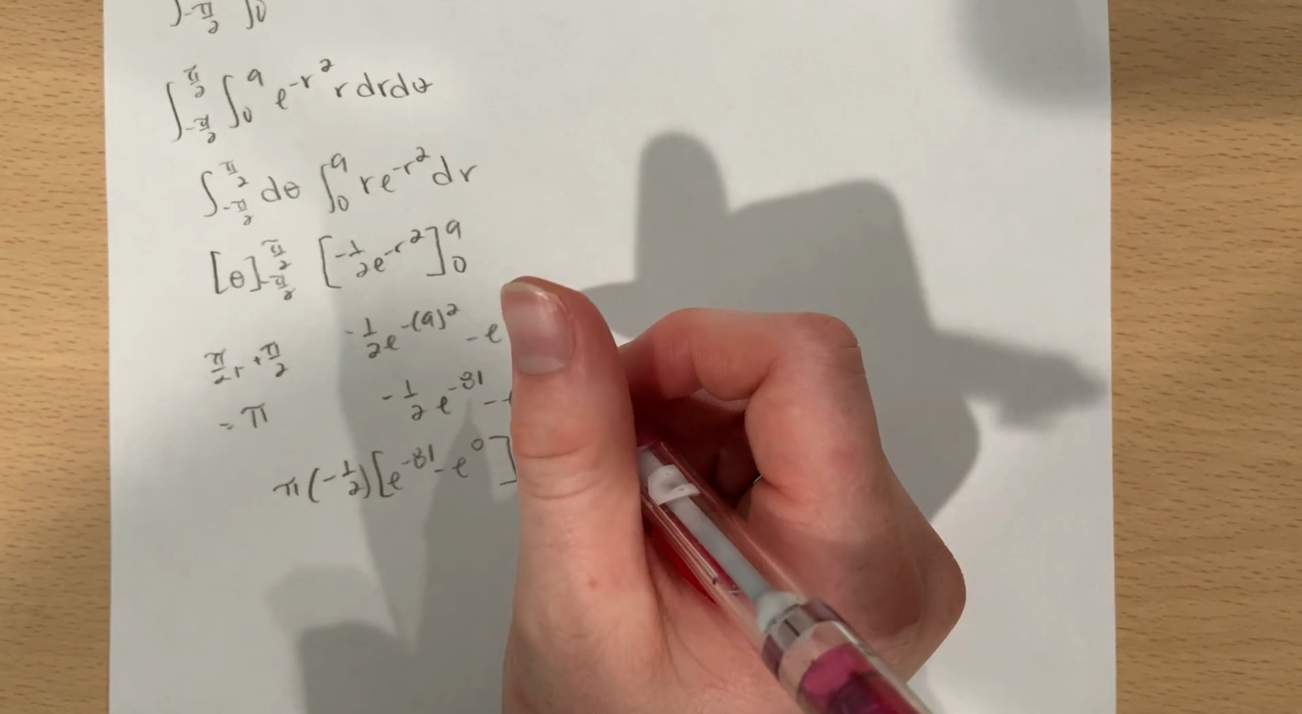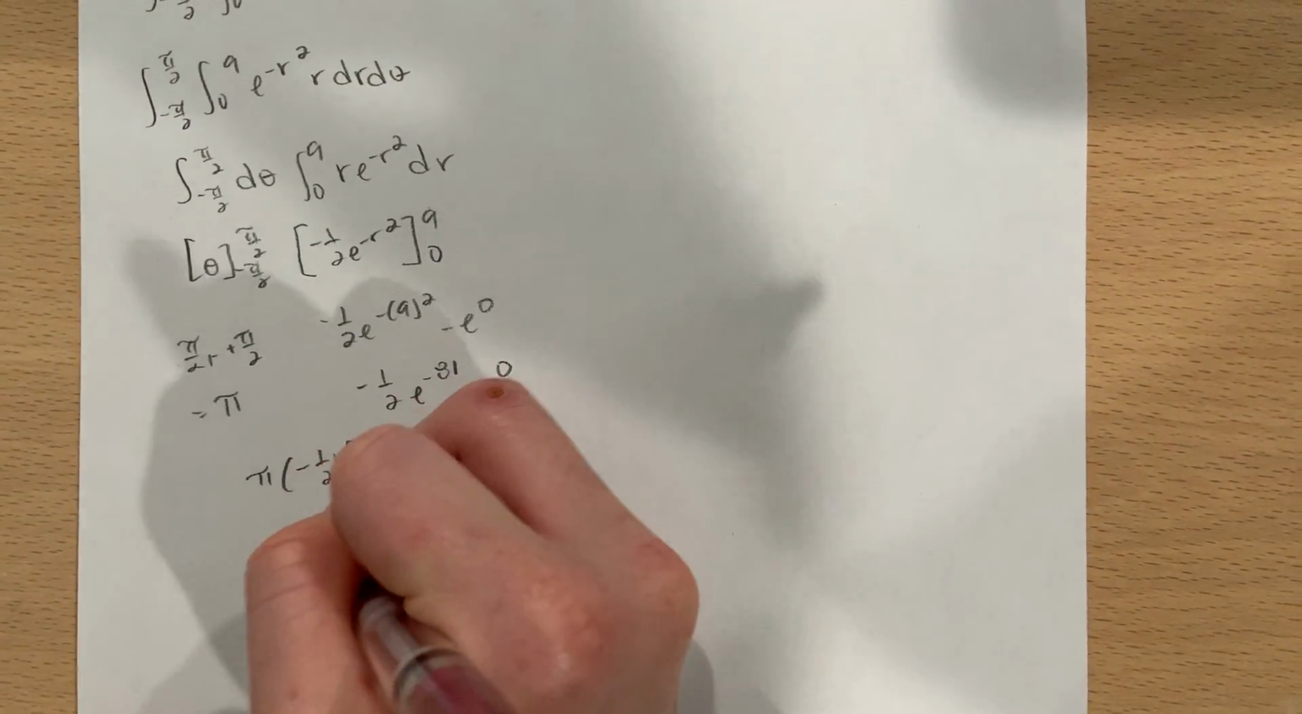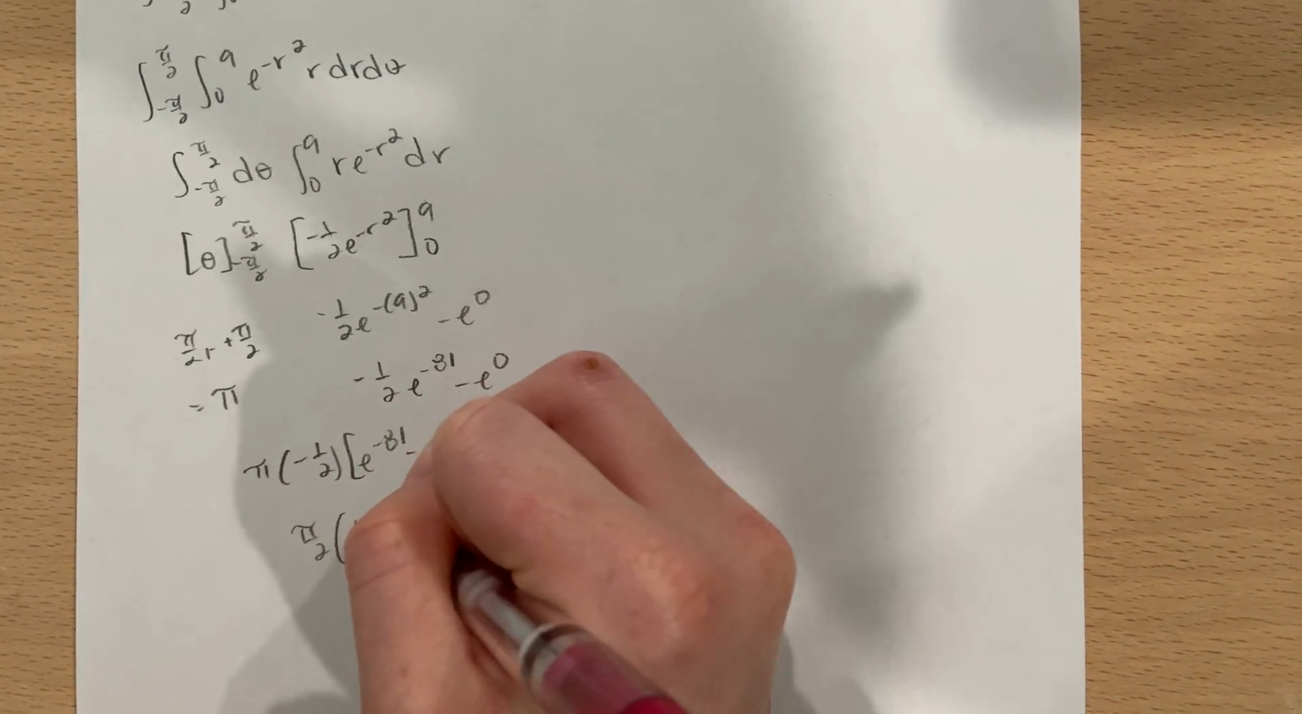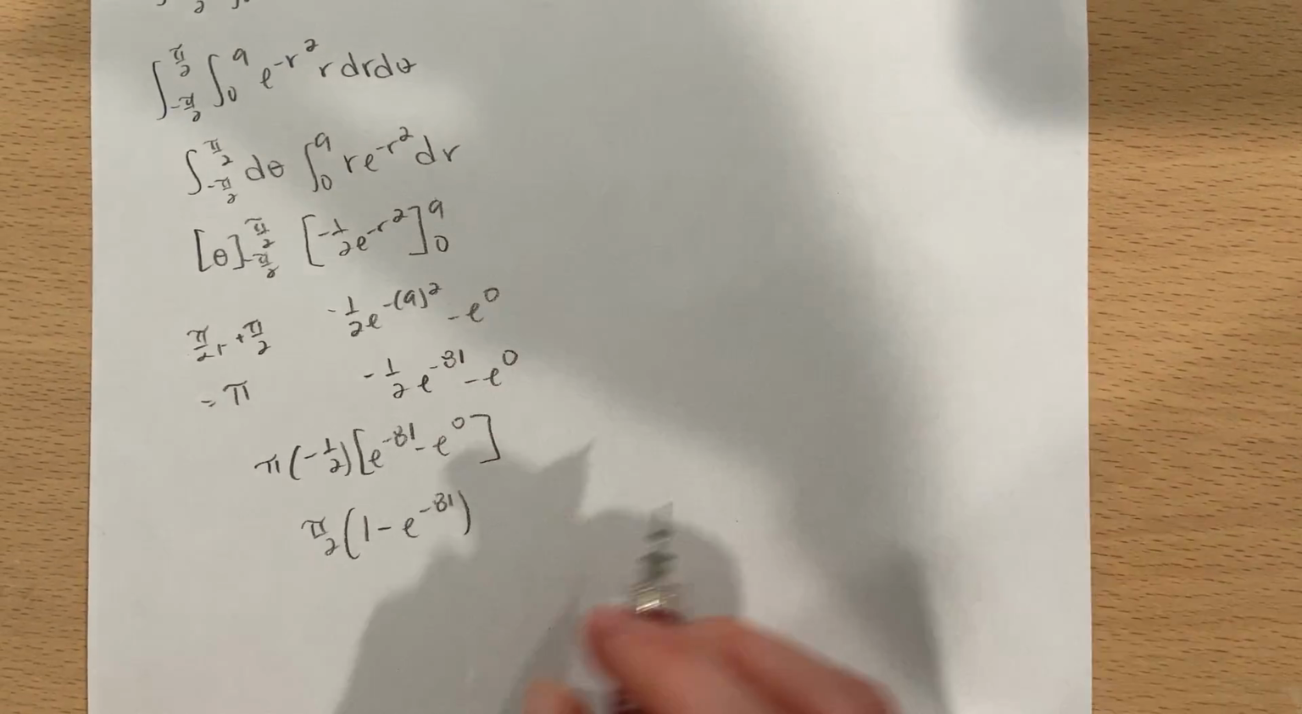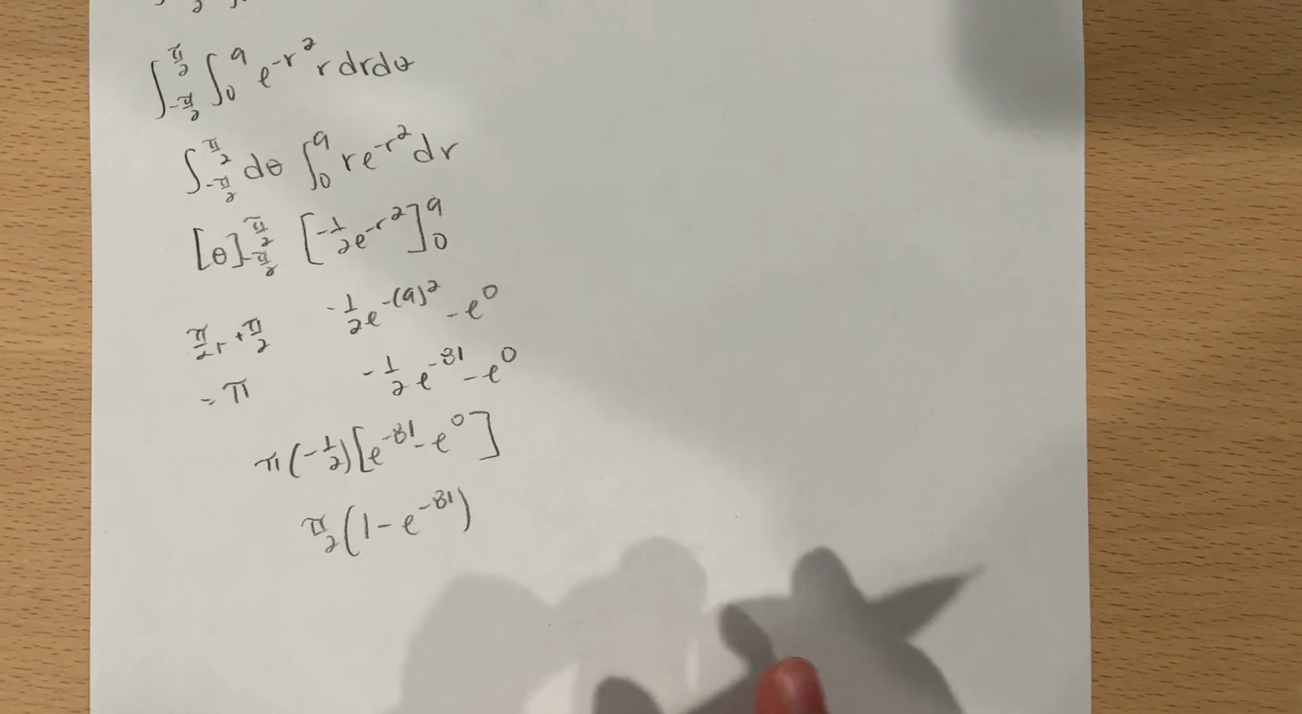So when you pull out the negative, we are going to get pi over 2 times the quantity 1 minus e to the negative 81 as our answer. So that completes problem A.